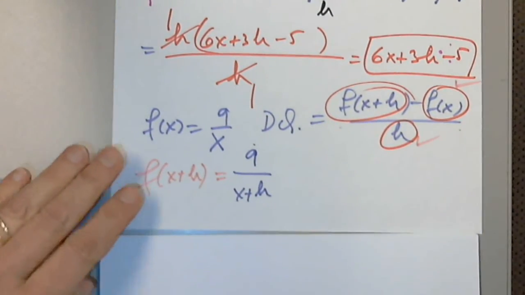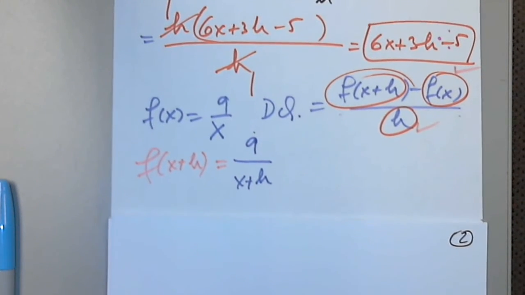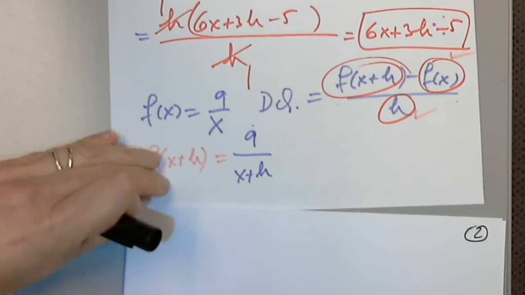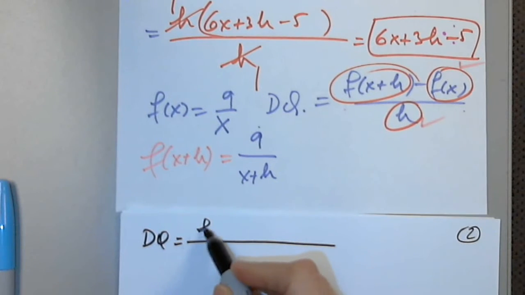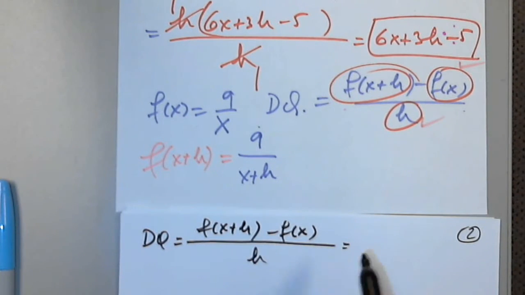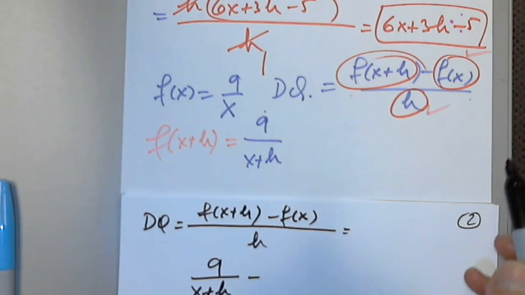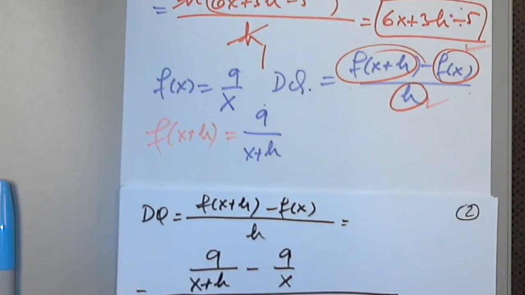So now I put all 3 pieces together and try to find and simplify the difference quotient. Ready? So then the difference quotient, I write f of x plus h minus f of x divided by h. And now I replace this by 9 over x plus h minus this by 9 over x, over h.